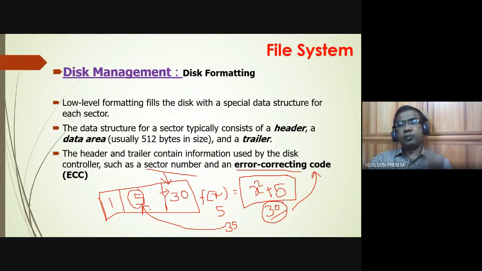So a particular sector will have the sector number as header, the data part where you store the data, and in the trailer part you have the error correcting code. So what is the use of error correcting code? To find out whether the data is correct or not, even after some days.